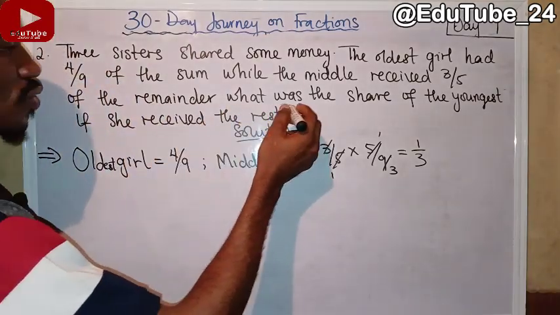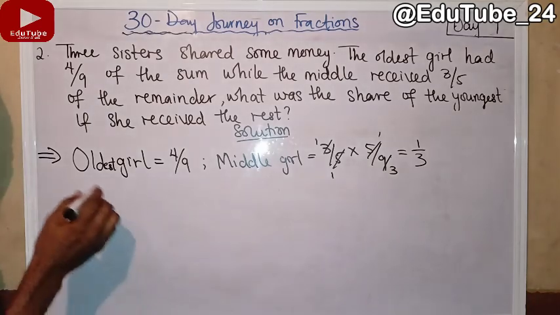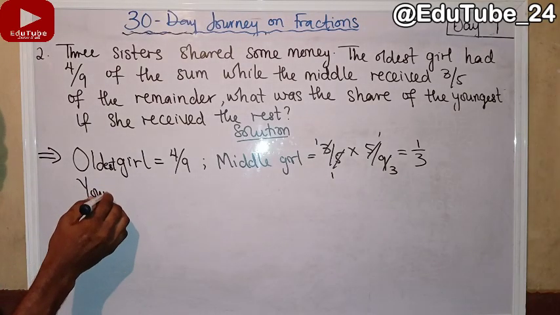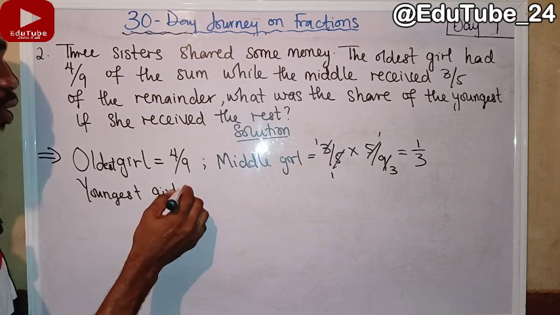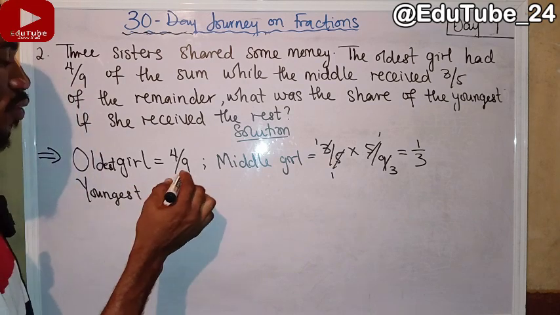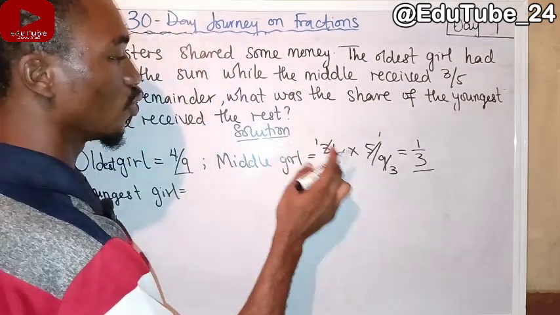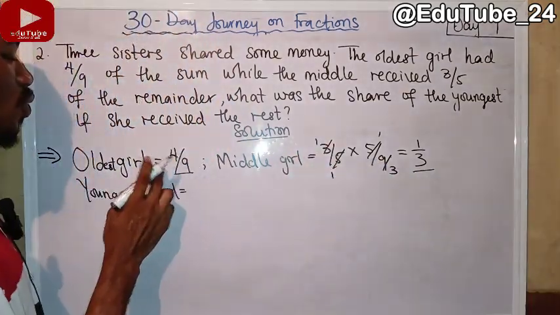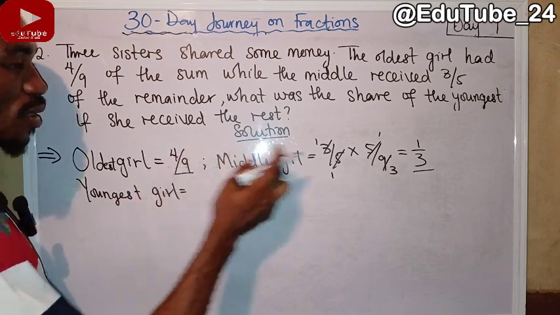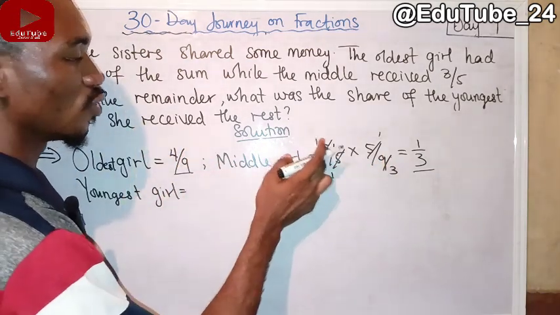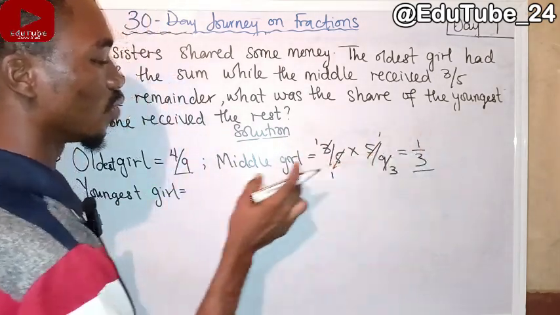And then the question now says, what was the share of the youngest girl? So the youngest girl received the rest. Since the oldest girl received 4 over 9, the middle girl received 3 over 5 of the remainder. That is the remainder after the oldest girl received her own fraction of the money, which is 4 over 9, and then the remainder is 5 over 9. So the middle girl received 3 over 5 of 5 over 9, and that's 1 over 3. So 1 over 3 for the middle girl.